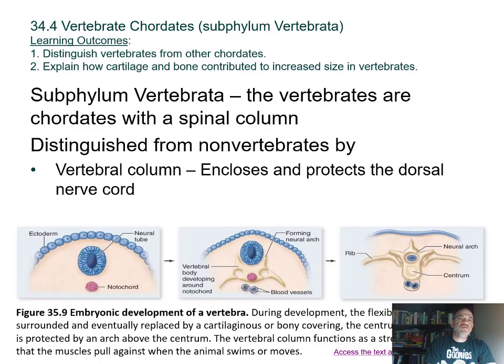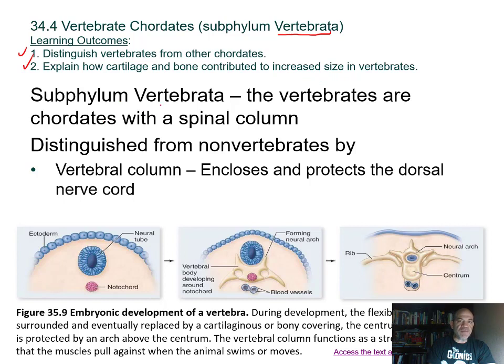So now a brief intro into the third subphylum of the Chordata, and this is the subphylum Vertebrata. These are the vertebrates, or the animals that have backbones. Your learning outcomes for this one are to distinguish between vertebrates and the other chordates. What makes this group unique? And then explain how cartilage and bone contribute to increased size in vertebrates.